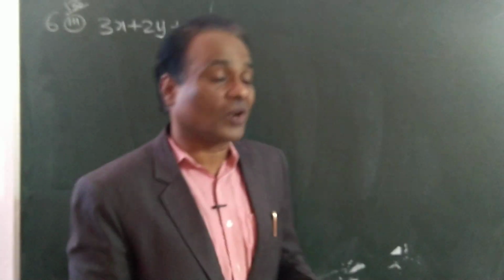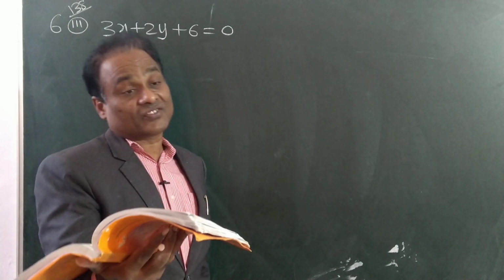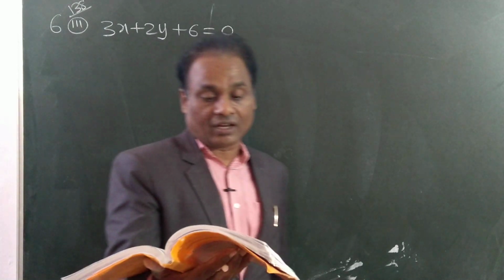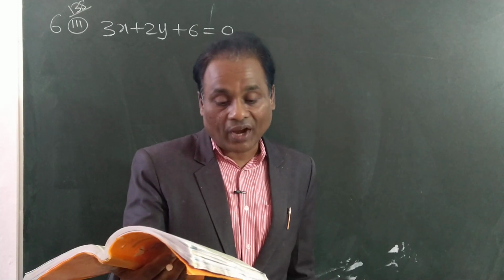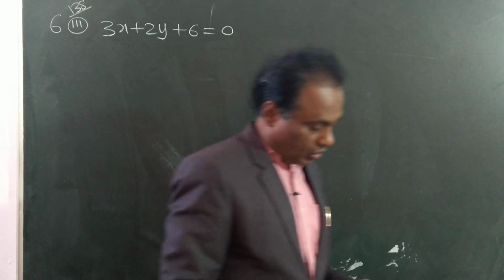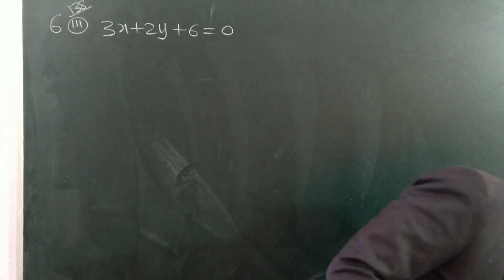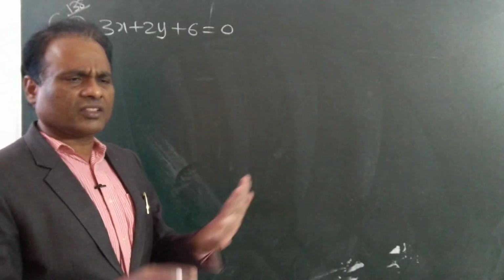Sixth problem, you write the question in full. Draw the graph of each of the equations given below. Also find the coordinates of the points where the graph cuts the coordinate axis. So 3x + 2y + 6 = 0. There are three questions, and one I am solving, that's all.